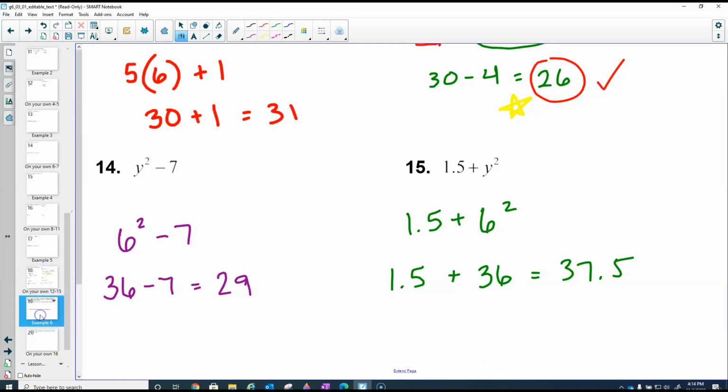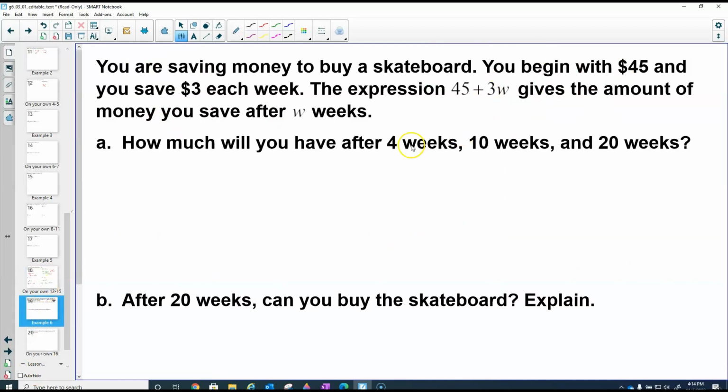I want to do one more problem with you to show you that variables, that's why they're called variables, because they vary. Not like very big, but vary with an A, as in they can switch, they move, they change. They vary from one number to another to figure out different problems.